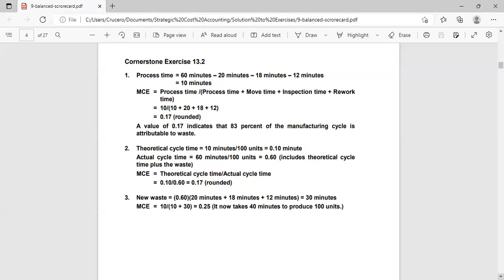For number 3, we compute for when the waste is reduced by 40%. What is the new MCE and the new cycle time? The new waste is 0.60 times the total of 20 minutes plus 18 minutes plus 12 minutes.